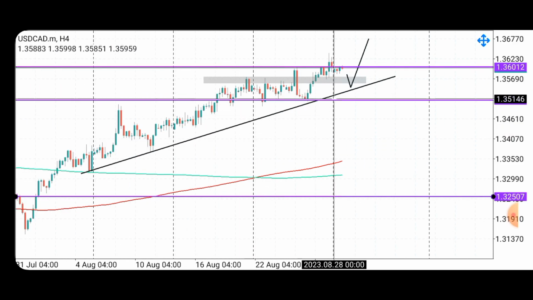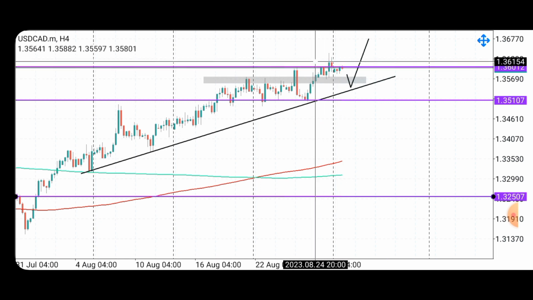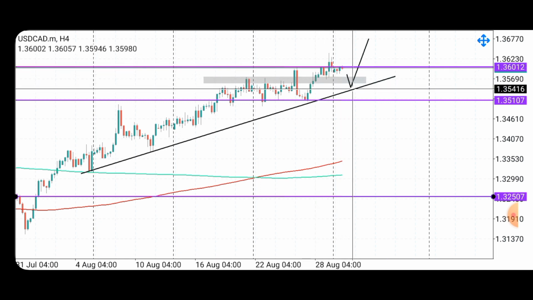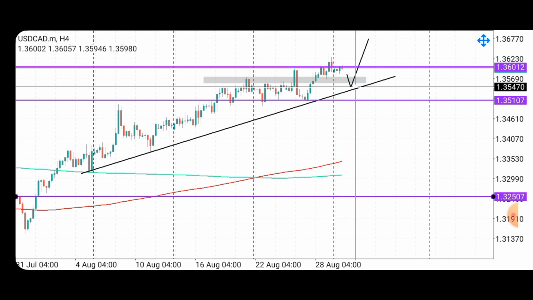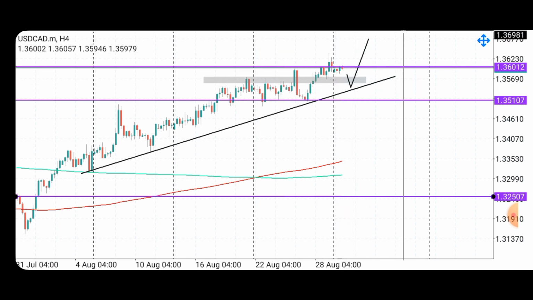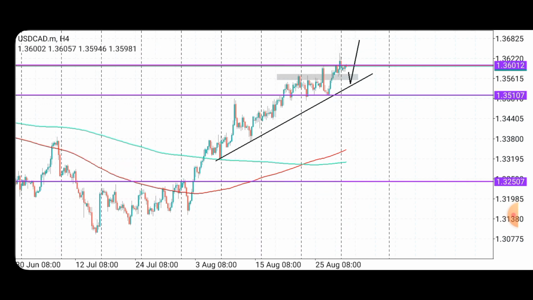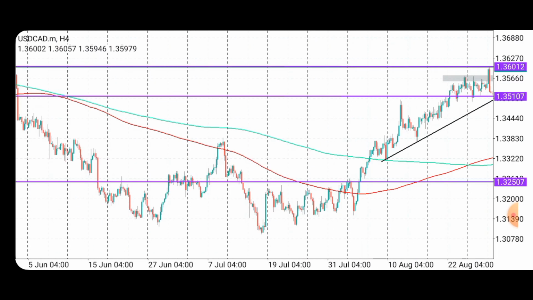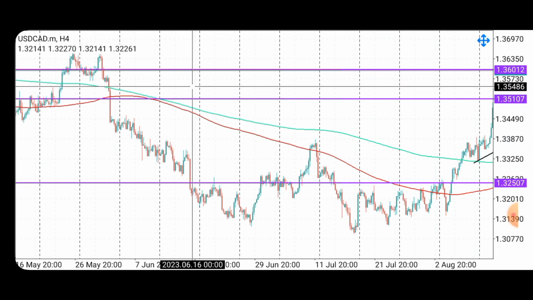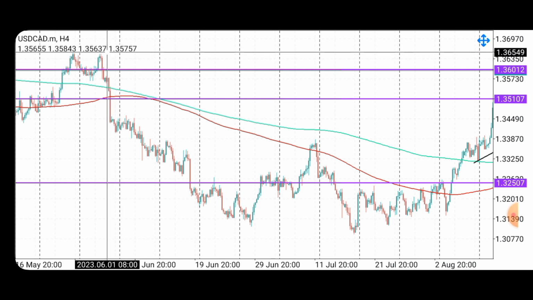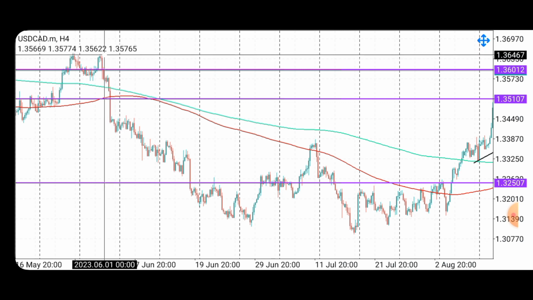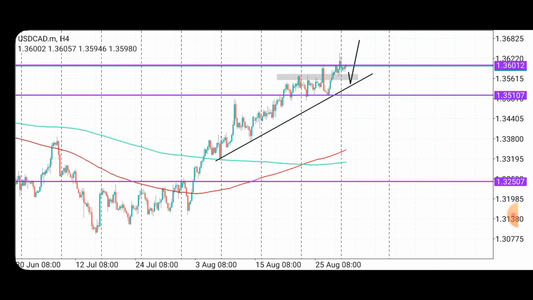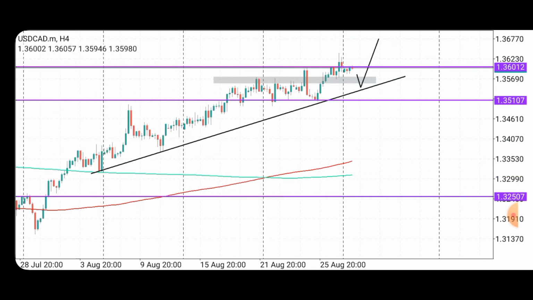So currently price is on an uptrend, and then we are high. We could get a slight pullback testing the previous zones, the previous demand zones, and then from there we could start to buy, targeting the high at this high, the double top high at 1.36467. Bullish on the USD CAD.